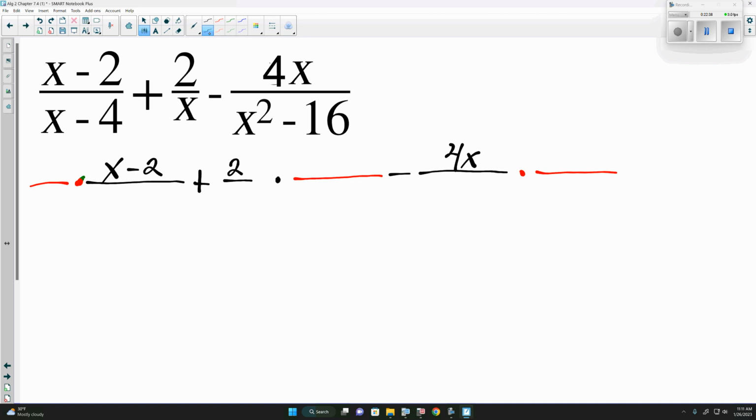Now we do need to factor them. Well, x minus 4 is as factored as we can get it. There's no greatest common factors. The degree is 1. So that's already in simplest terms. The same thing is true with x. It's as simplified as it gets already. Now x squared minus 16 will factor. X squared is a perfect square because that's x times x. 16 is a perfect square. It would be 4 and 4. So we get x minus 4 times x plus 4. Guys, any questions on this so far?